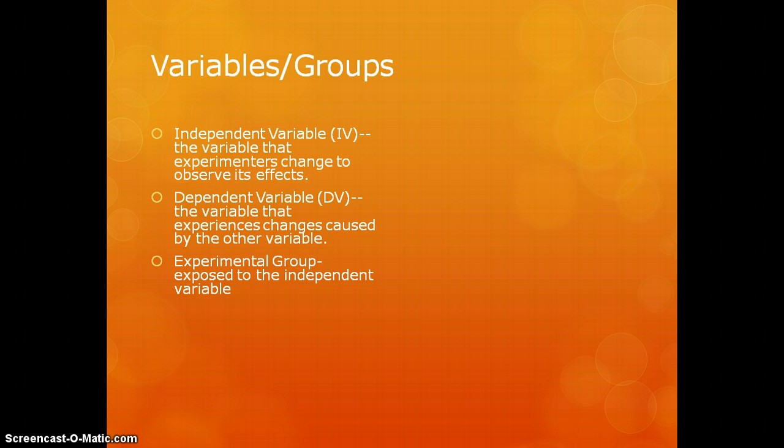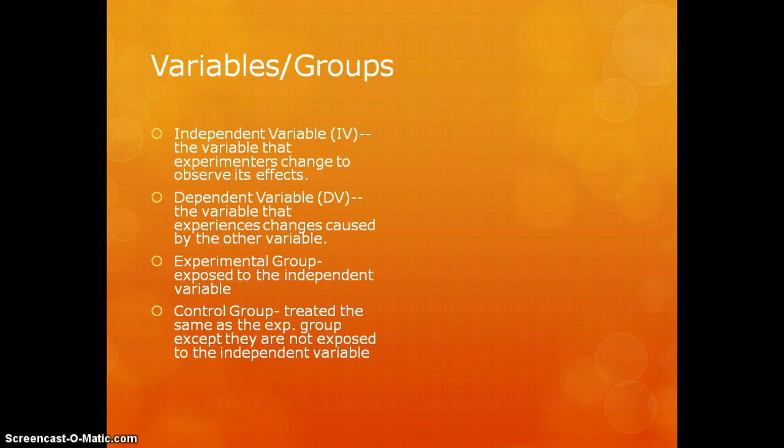Next, we have an experimental group. This is the group that's exposed to the independent variable. And then the control group is treated the same as the experimental group, except they're not going to be exposed to the independent variable.